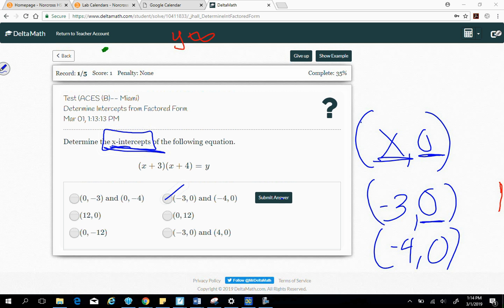This worksheet is your ticket out the door for today. And then you're going to go into the lab and finish this. Are we all going?